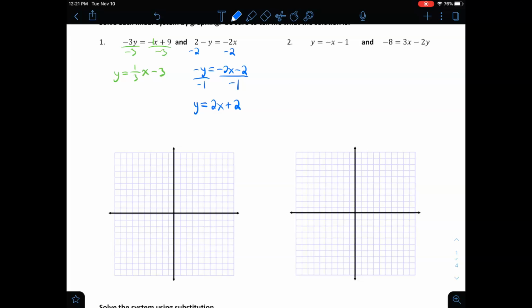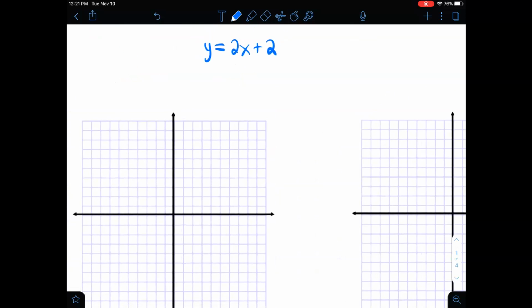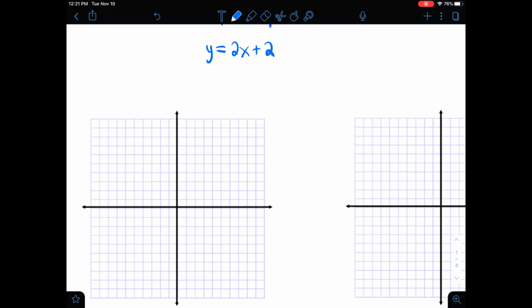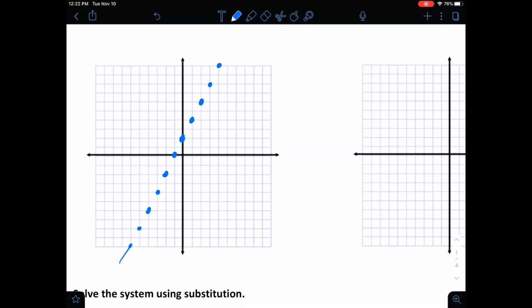So we have y equals 2x plus 2. Our first point we're going to graph is our b, our y-intercept, which is 2. So we're going to go up 2 and put a point. Then our slope is 2 over 1, so we're going to go up 2, right 1. We ran out of room. We could also go down 2, left 1, the exact opposite direction. And there is our line. It's a solid line because we're not doing inequalities.